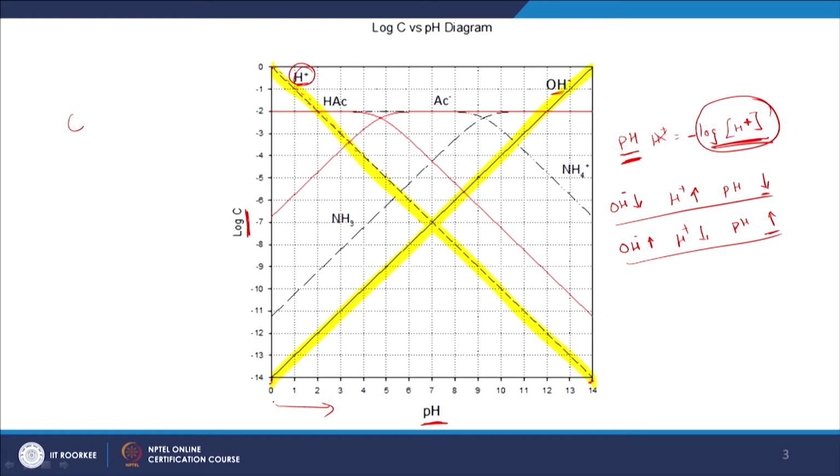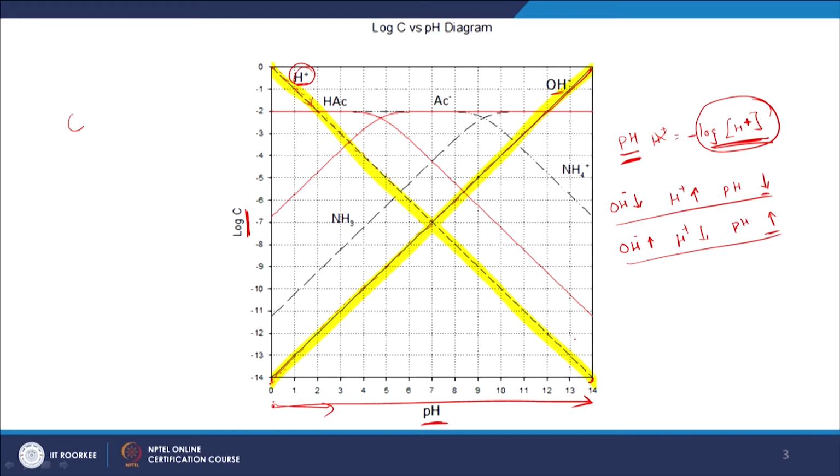So from 0 to 14 here, that is 10 power 0 to 10 power minus 14, and the same case for pH 0 to pH 14. At the same time, what would you expect? As the H plus concentration decreases, it means the OH minus concentration increases, and that is what you see here. The OH minus concentration is increasing from 10 power minus 14 to 10 power 0. Again, that is what you would expect.